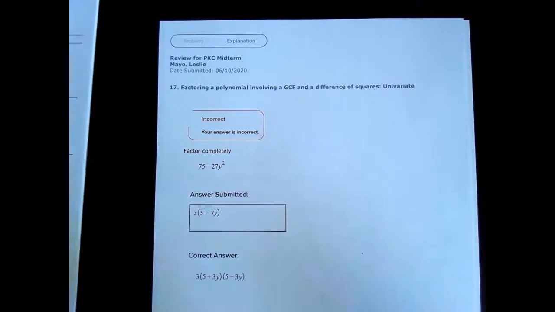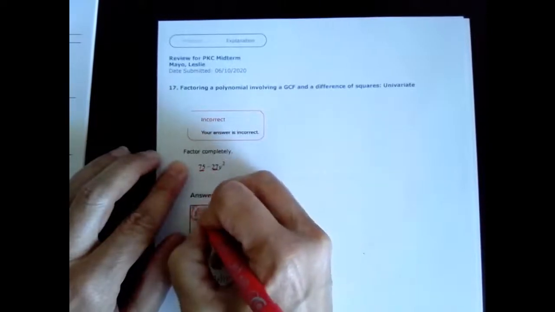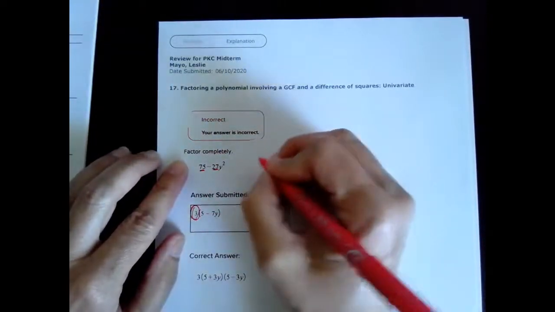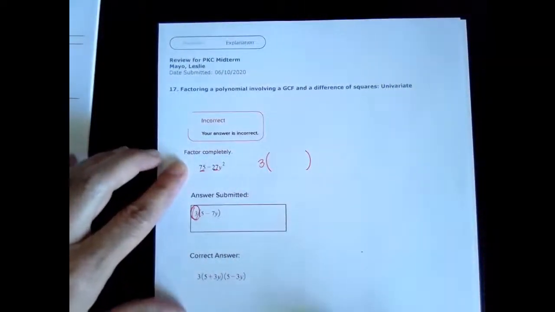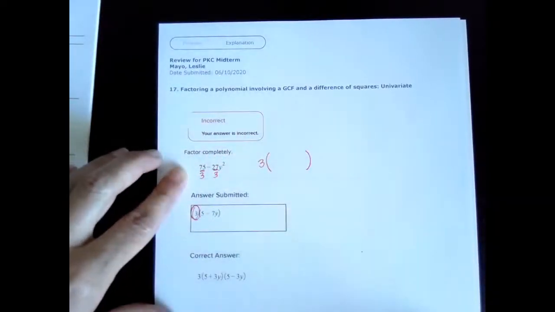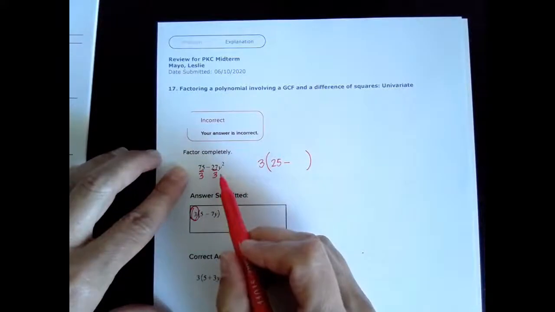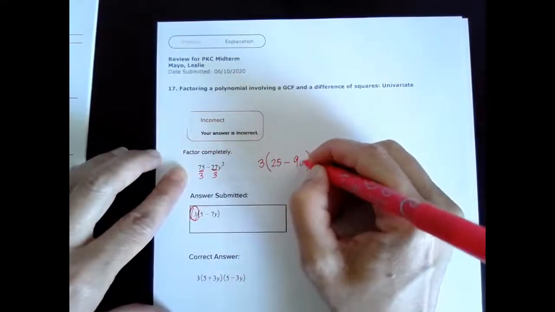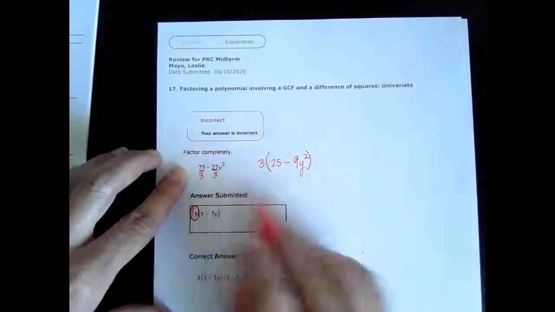Problem number 17 says factor completely. The very first thing that I notice is I have a 75 and a 27, and I know they have a common 3, and you knew that too. You got that common 3 right there, right? So I take that common 3 out, and the question is, what am I going to have left over inside the parentheses? To figure that out, I divide these by that common 3. So 75 divided by 3 is 25, and 27 divided by 3 is 9. You wrote 7, but it's 9. Okay? And then this was a y squared.